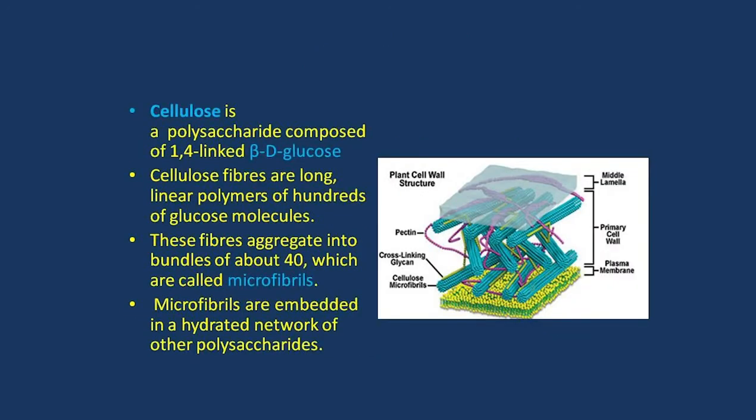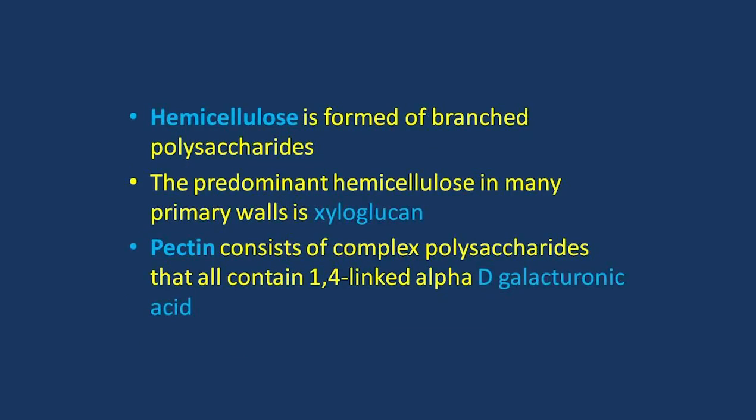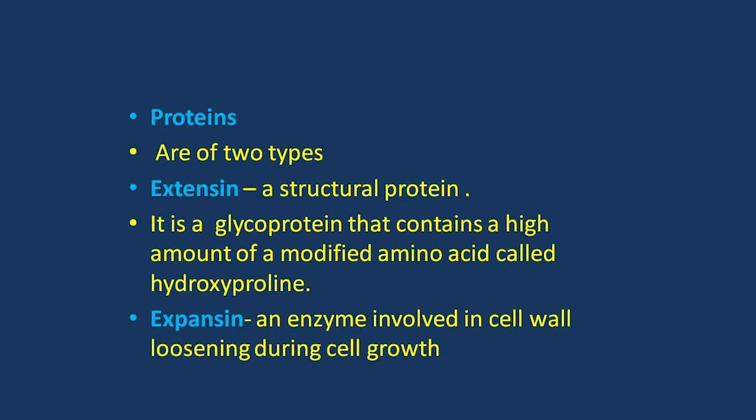Cellulose is composed of long chains of beta-D-glucose. Cellulose fibers are linear polymers of hundreds of glucose molecules. These fibers aggregate into bundles of about 40, which are called microfibrils. Microfibrils are embedded in a hydrated network of other polysaccharides. Hemicellulose is formed of branched polysaccharides. The predominant hemicellulose is xyloglucan. Pectin consists of complex polysaccharides that contain D-galacturonic acid.